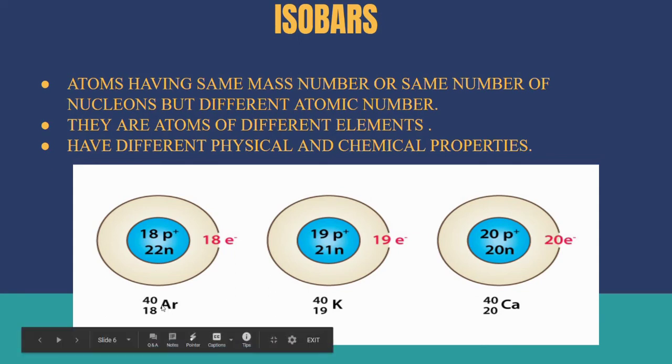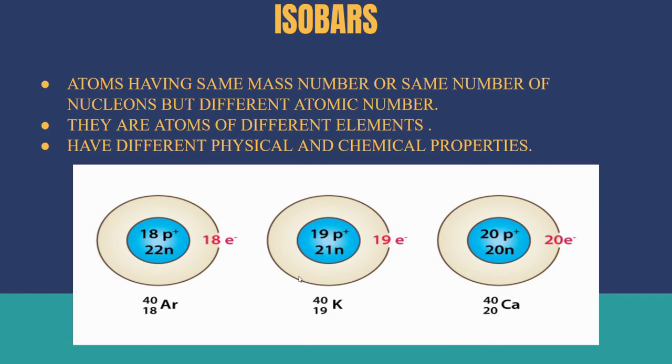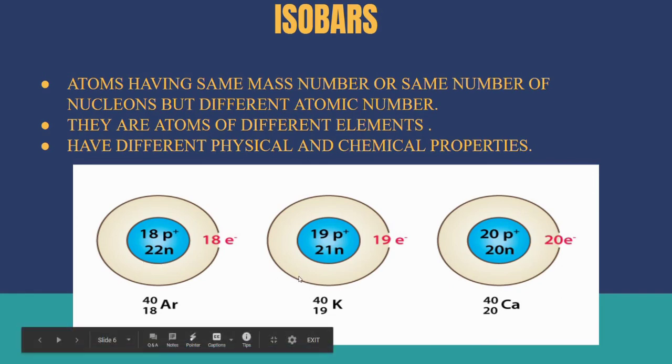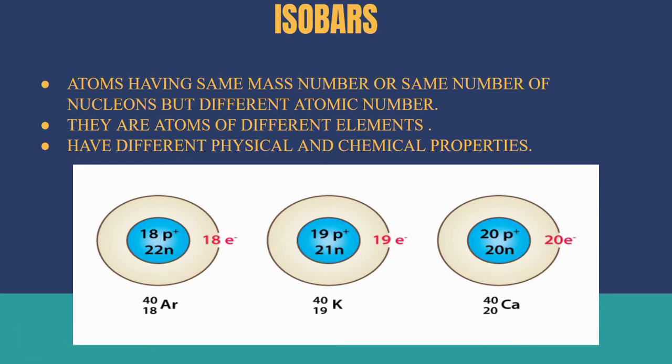Okay, so argon with atomic number 18 and mass number 40, potassium with atomic number 19 and mass number 40, calcium with atomic number 20 and mass number 40, they all have the same mass number, so they are isobars. Okay, argon, potassium and calcium, they are isobars. They have different numbers of protons or different numbers of electrons, but they have the same number of nucleons.